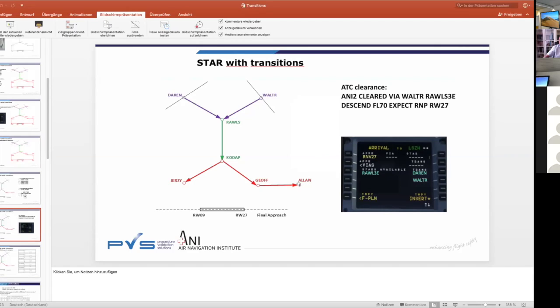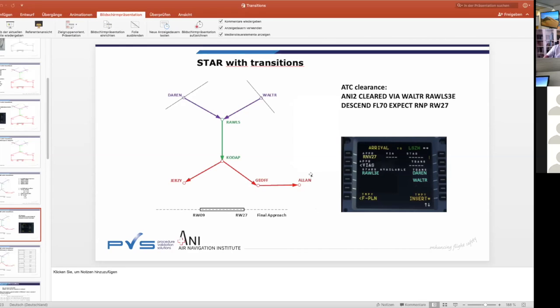I see. There's an expect here. It can be whatever. You could also say ANI2 cleared via Walter Rolls 3 Echo, descend flight level 70, clearance limit is CODA. Yeah, I see. You can say cleared to CODA via Walter Rolls 3 Echo, descend, expect. It does not mean having a transition leads to a situation where an ATCO has to clear the entire thing at once. He can set clearance limits wherever he thinks they're suitable and good.